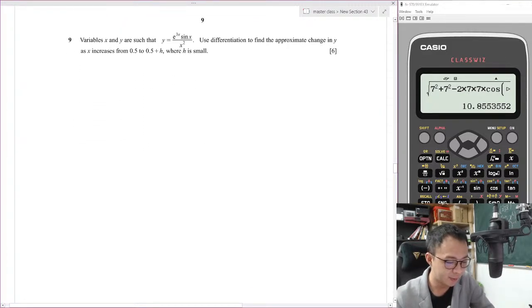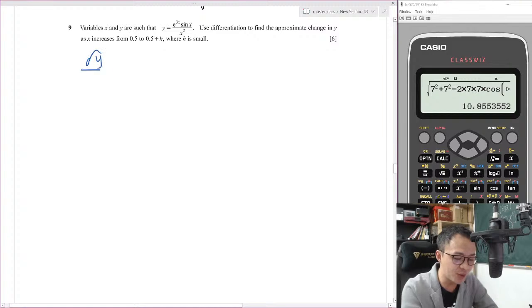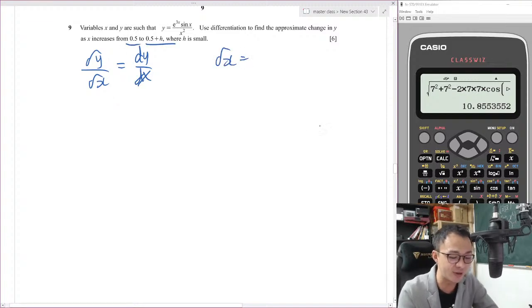Okay, so let's move on to number 9 here. Variables x and y are such that you have an equation. Use differentiation to find the approximate change in y. So approximate change in y over approximate change in x is equal to dy/dx, right? This is the formula you're going to use in this topic. Change in x is quite easy: new x value minus old x value, which is h.